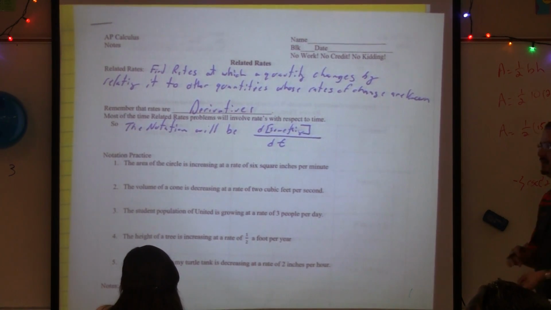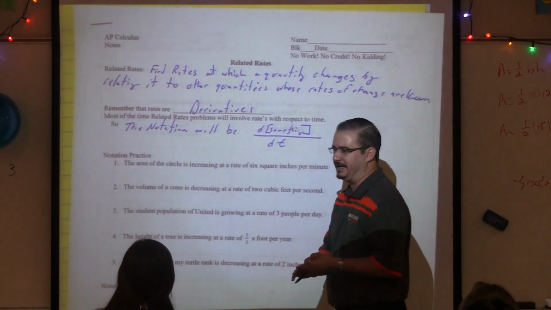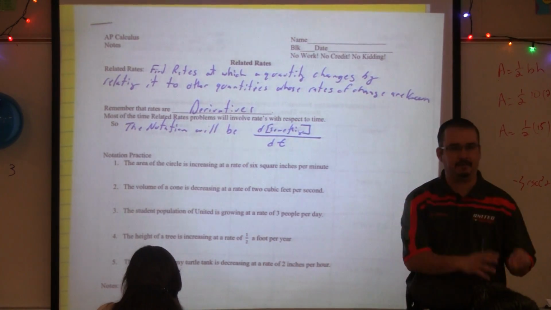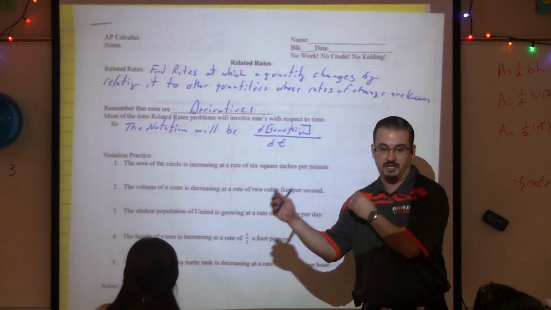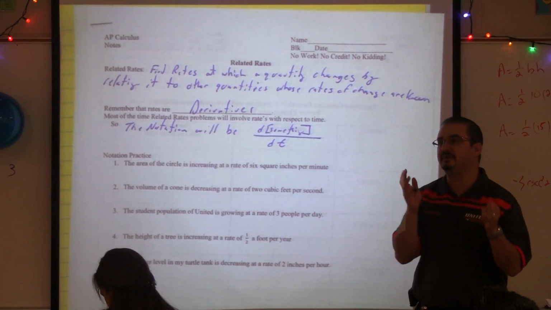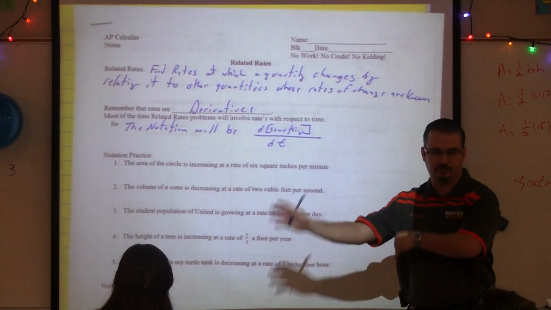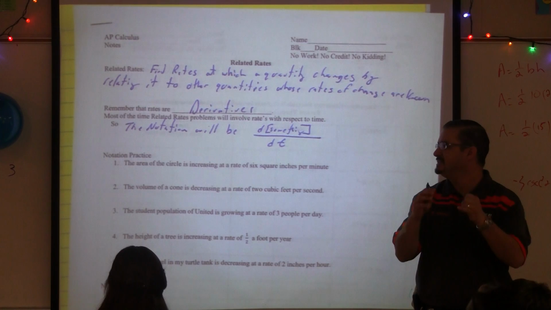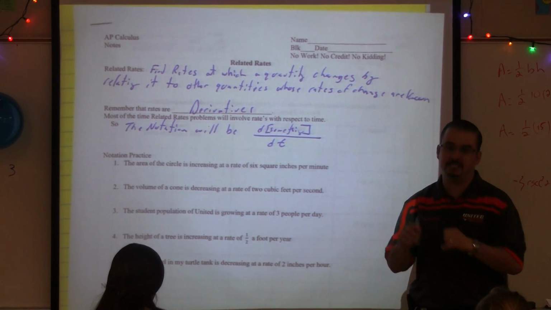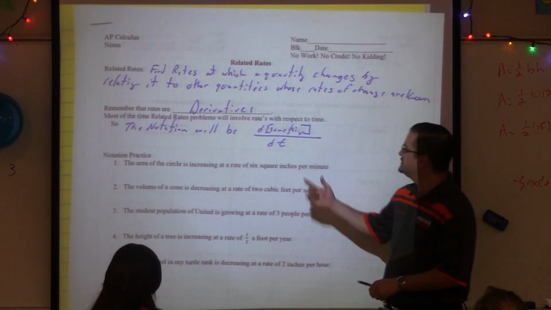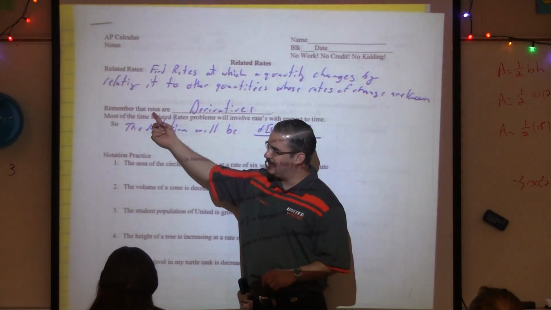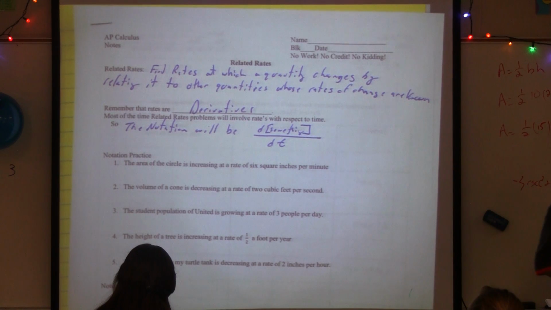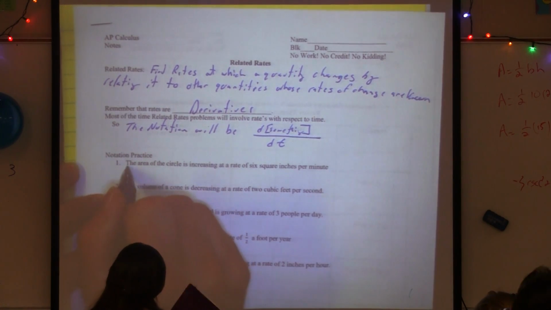A couple of things you have to look out for is, are they giving me a rate, or are they just giving me a specific value? Like, are they telling me the area, or are they telling me the rate of change of the area? If they're just giving me area, then I just say A equals whatever. If they tell me the rate of change of the area, then I have to say dA dt equals whatever, because that would be the notation that would represent that particular rate. You understand?